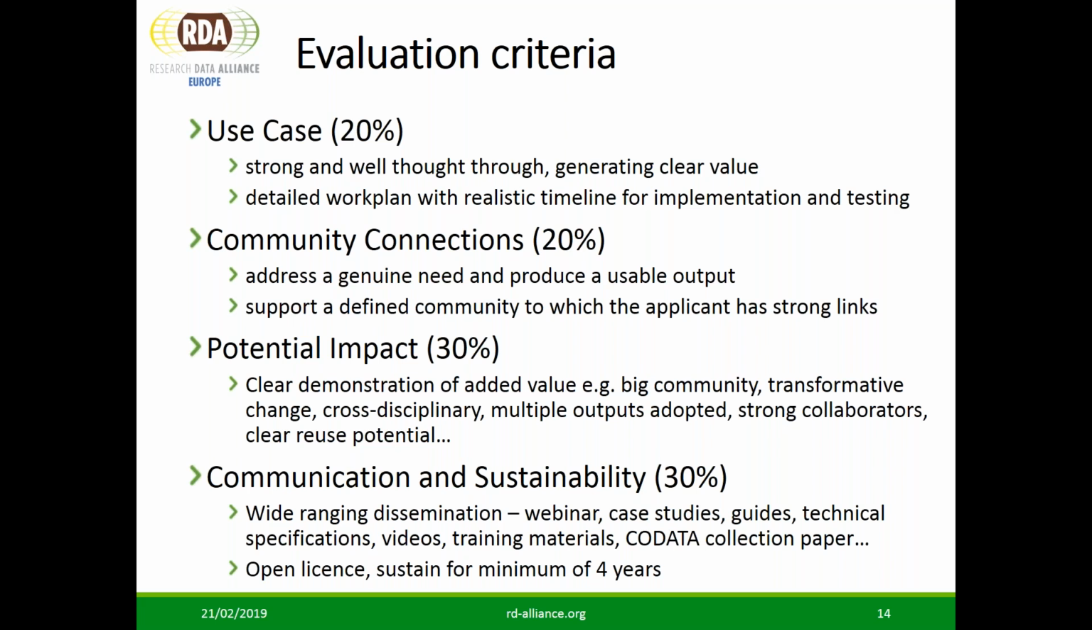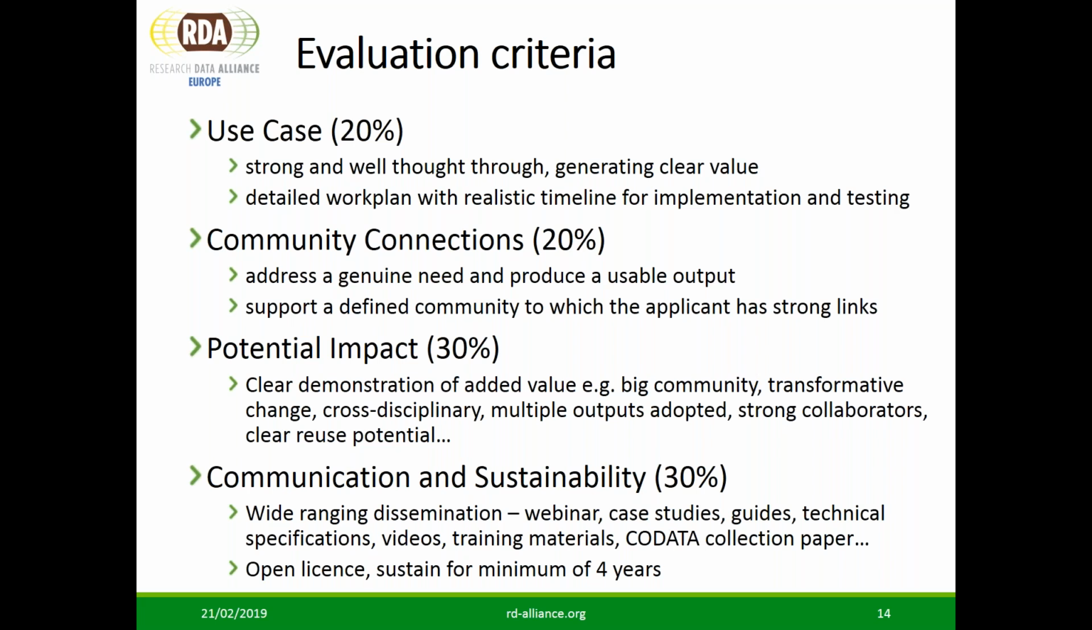The potential impact is a slightly higher score. This is 30%. And here, as I mentioned before, really what you want to show is all the ways in which your proposal is generating greater impact. So you want to potentially show that you've got a large community that you're working with, that there's going to be some kind of transformative change, that it's cross-disciplinary, or that you're adopting multiple outputs, have a strong network of collaborators, and a clear reuse potential by others after your use case.